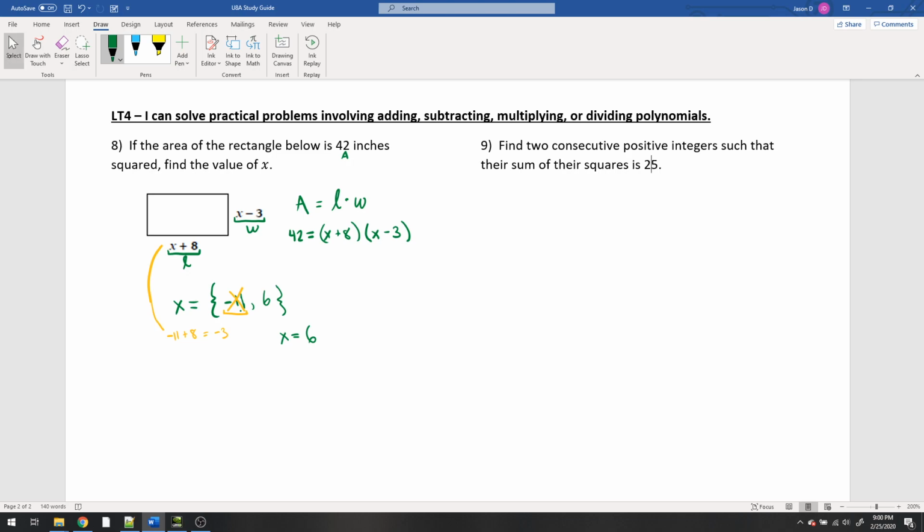In question number 9, this is a consecutive integer problem. It says, find two consecutive positive integers such that their sum of the squares is 25. I'm going to write kind of formal let statements for this. We're going to say let x equal the first number, and because they're consecutive numbers, the next one is just whatever number comes after x. So the second number is x plus 1. Let x plus 1 equal the second number.